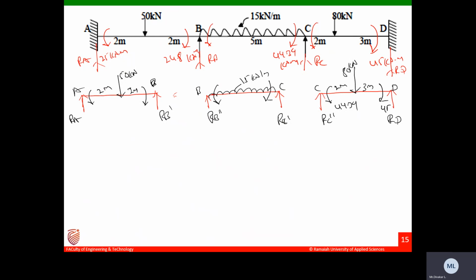Now let us calculate the support reactions. First, here let us take sigma MB equals 0.